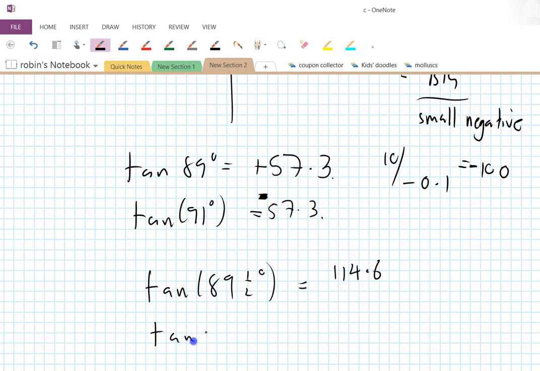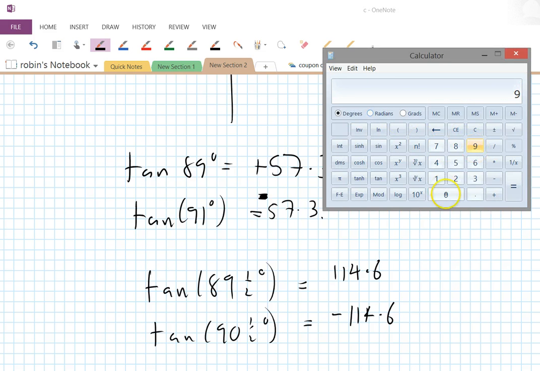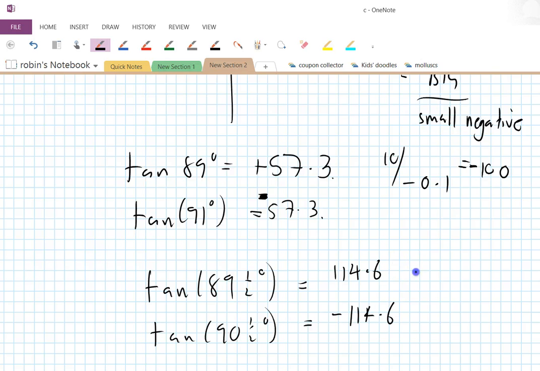What about tan of 90.5 degrees? Well, we know by symmetry it's going to be minus 114.6, but it's always as well to check with the old calculator. 90.5 tan, there it is, minus 114.6. So something very peculiar is going on near this 90 degrees, because just below it we've got a large positive, and just a teeny tiny bit above it we've got a large negative. So what does it look like when we plot it?